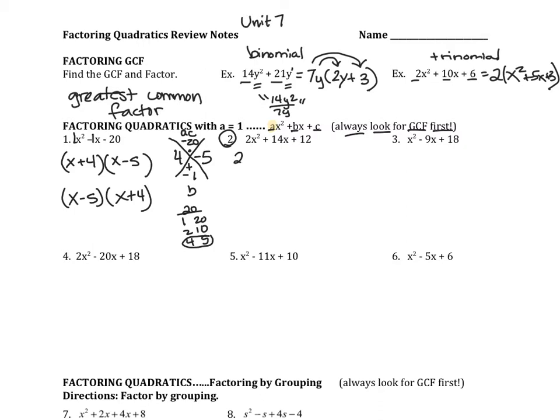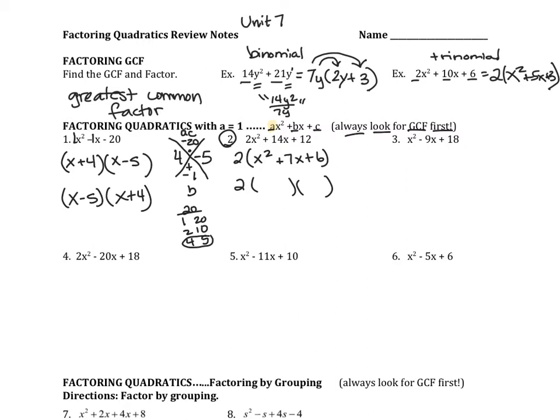So I'm going to factor out a 2 from every single term in here, all 3 terms. 2x squared divided by 2 is x squared. 14x divided by 2 is 7x. And 12 divided by 2 is 6. So now that I've done this, I'm not going to worry about the 2 on the outside anymore. It's just going to stay on the outside as a coefficient. But I'd like to factor my trinomial into 2 binomials that when I multiply them, I get x squared plus 7x plus 6 again.